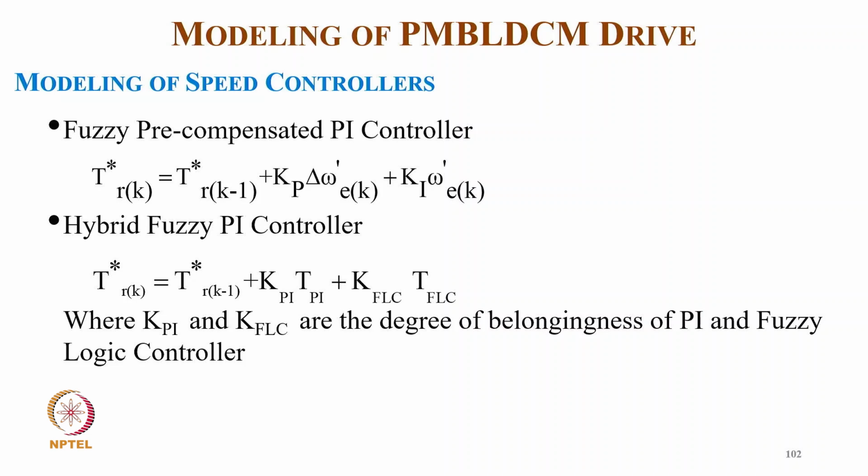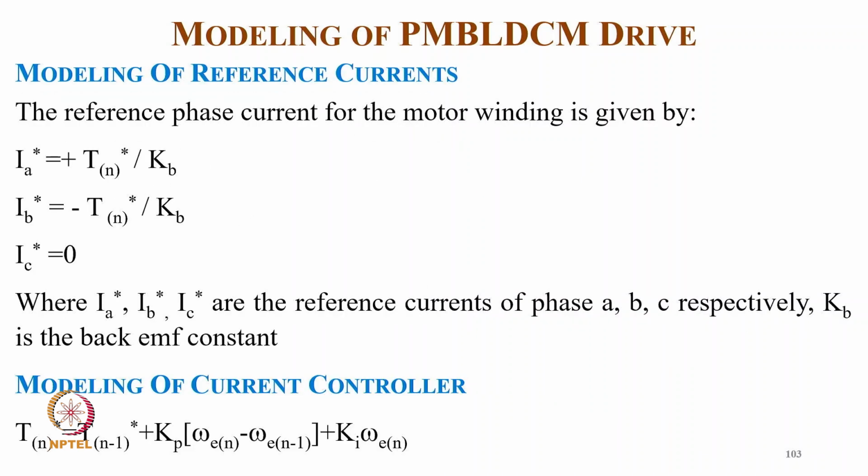And hybrid fuzzy is T*(k) equal to T*(k) plus Kpi Tpi plus Kfc Tfc. So Kpi and Kfc are the degrees of belonging of the PI and fuzzy controllers. So that has a kind of weight. So when we are closer to the set point, we more strongly activate the PI controller. When we are away from the set point, we activate the fuzzy controller so that overshoot and undershoot are avoided. The drawbacks of the PI controller are taken care of by the fuzzy controller, and the drawbacks of the fuzzy controller are taken care of by the PI controller.